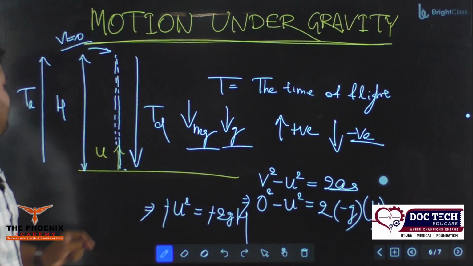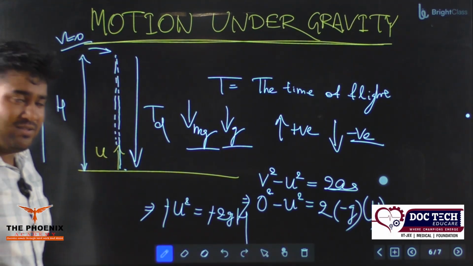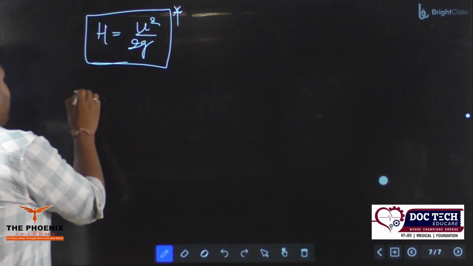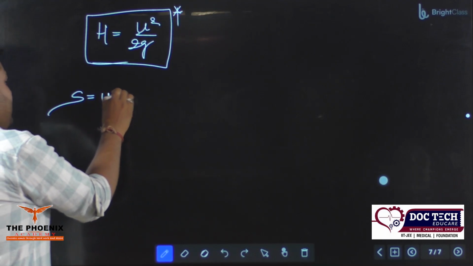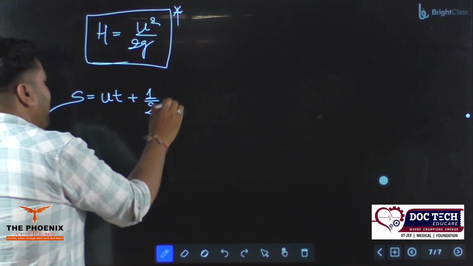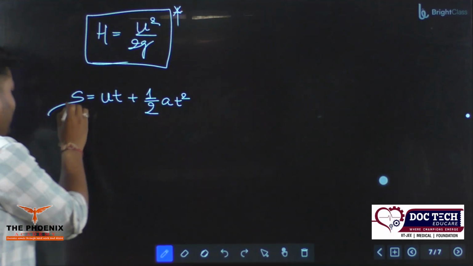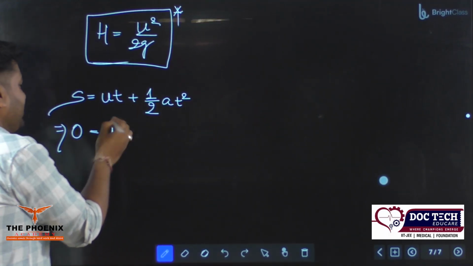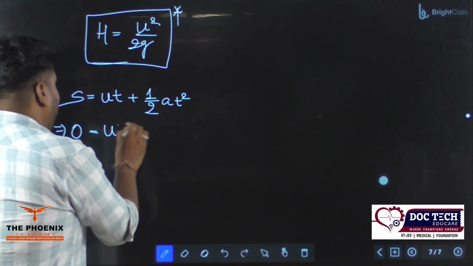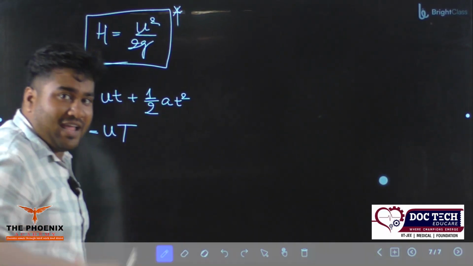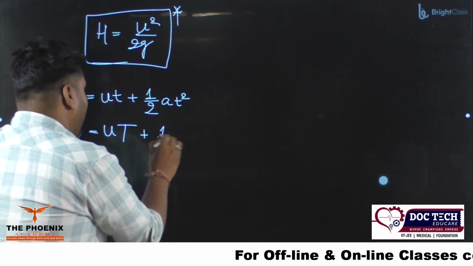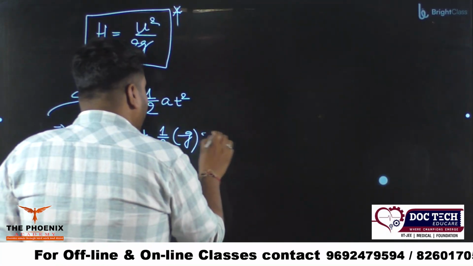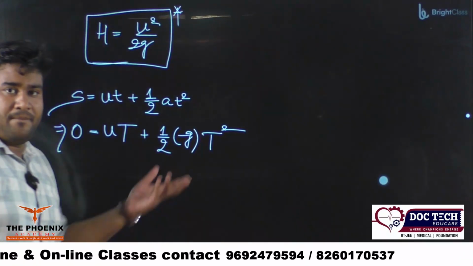Okay, here the acceleration is g downward. Then we can use the equation s equals ut plus half a t square. We know here the displacement is zero. Again, u is u, time is capital T, the total time of flight. Okay, half acceleration is minus g, for the obvious reason the minus sign is coming. Then t square.